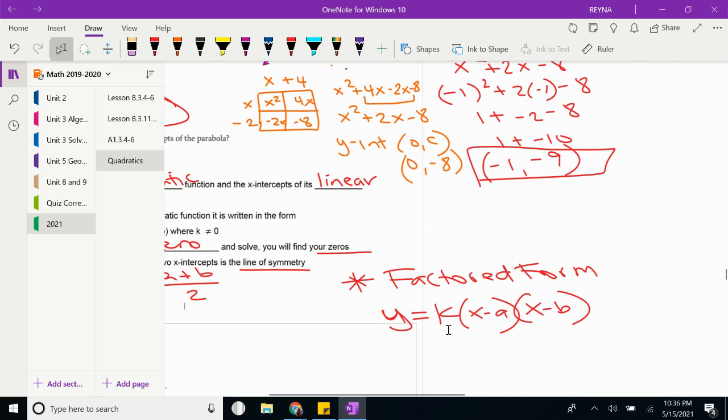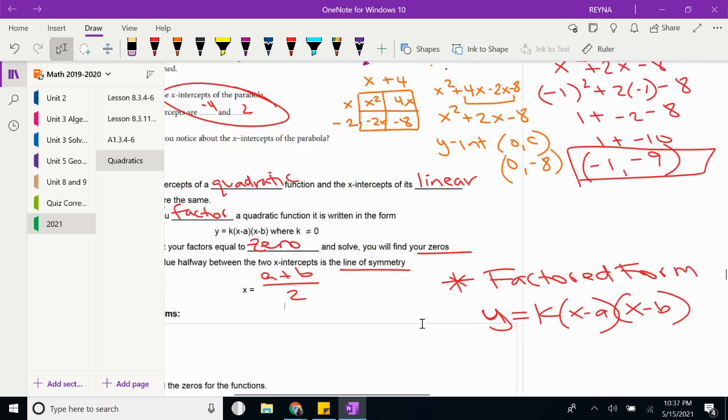So here is your factored form. It's going to look like this. A and b are going to be numbers, and k just can't be 0. Most of the time it'll be 1. But sometimes it'll be different numbers.